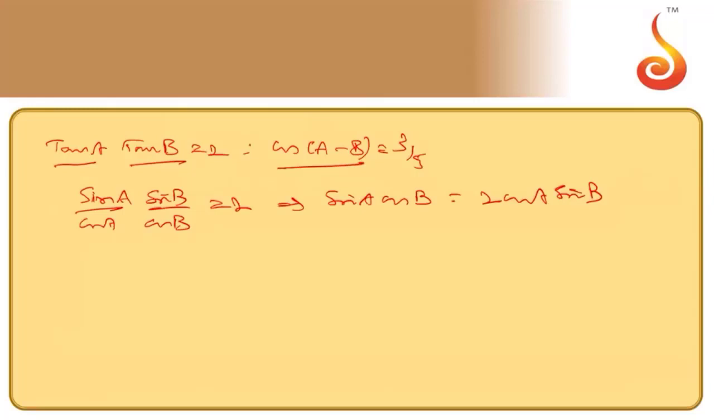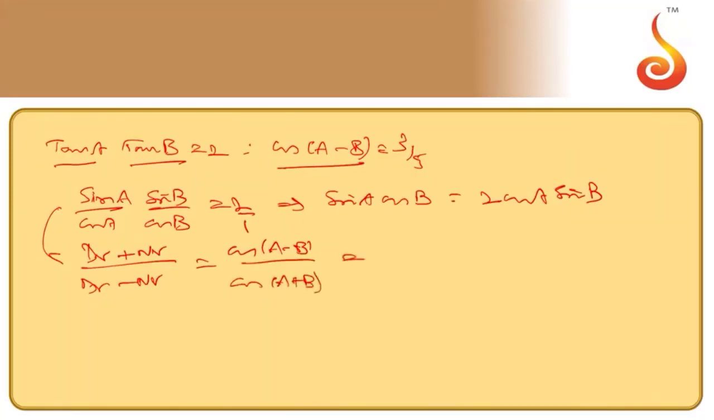Or we can use the concept of componendo and dividendo here. Sin A sin B over cos A cos B is 2 by 1. Applying denominator plus numerator divided by denominator minus numerator, the numerator becomes cos A cos B plus sin A sin B, which is cos of A minus B, divided by cos of A plus B. And that is equal to denominator plus numerator, 3, divided by denominator minus numerator, which is minus 1.